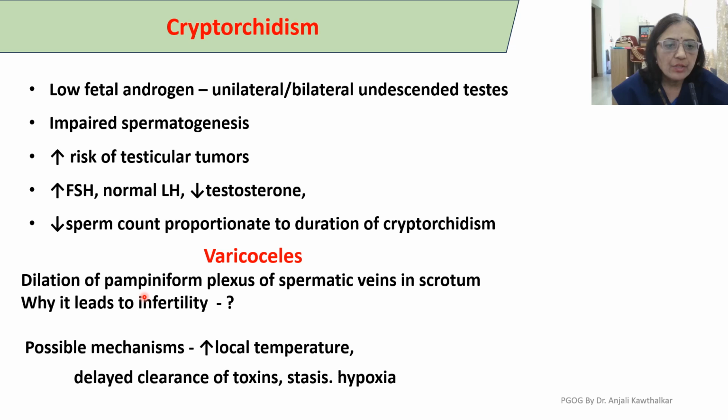Varicocele is dilation of the pampiniform plexus of spermatic veins in the scrotum. How it leads to infertility is still a question mark. The exact mechanism is not known. Possible mechanisms are increased local scrotal temperature due to the dilation, which might hamper spermatogenesis, or delayed clearance of toxins, presence of stasis, or hypoxia. These are all the theories which have been proposed for how varicocele leads to defective spermatogenesis.